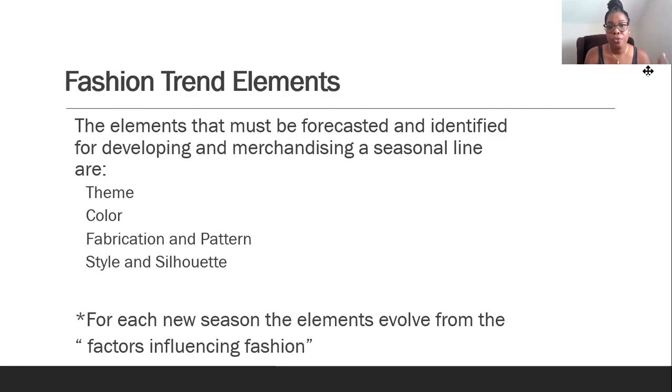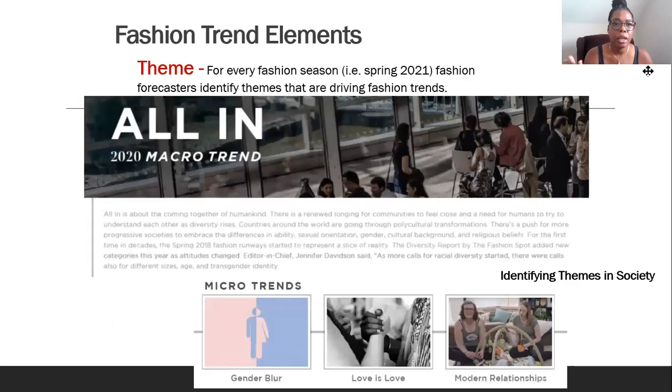Okay. So I've identified the 4 elements of fashion trends. And now we're going to move into each one. I'm going to touch on each one. Okay, so first is theme. Here I'm highlighting a theme that was presented by one of the forecasting companies, WGSN. So one of the major themes that is going to be a recurring theme, because this is where we are in the world. This is where human beings, you and I, exist. Okay, this is how we feel. And they titled it All In. It was from 2020.